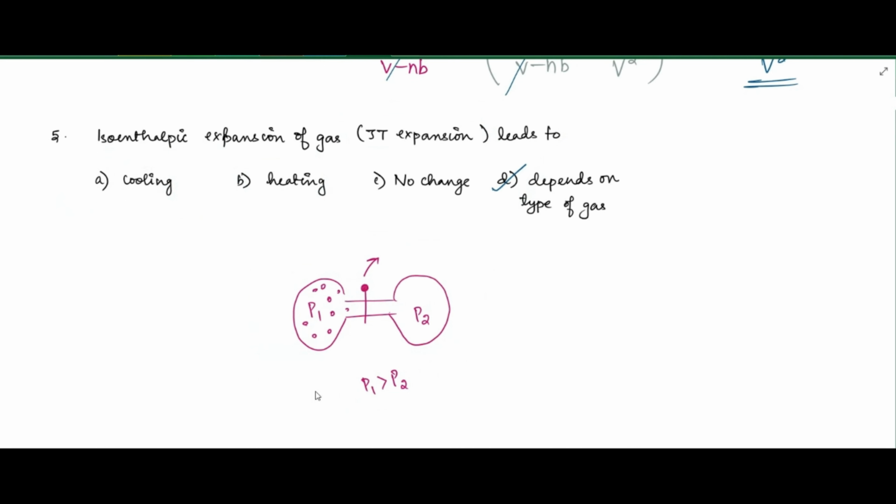There is something called a Joule-Thomson expansion, where an ideal gas expands from higher pressure to lower pressure under an isenthalpic process, and either heating or cooling takes place. In most cases cooling takes place, except for hydrogen and helium. Only hydrogen and helium undergo heating. So whether it is cooling or heating depends upon the gas.